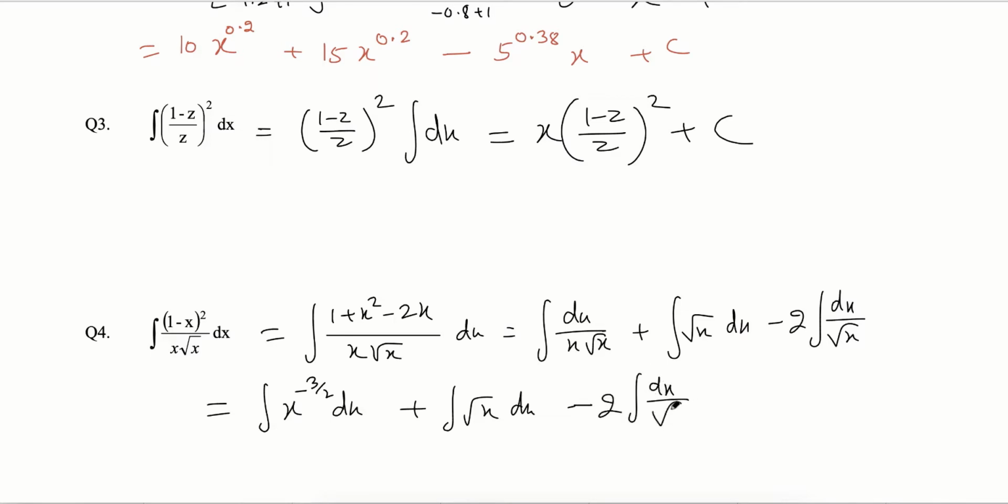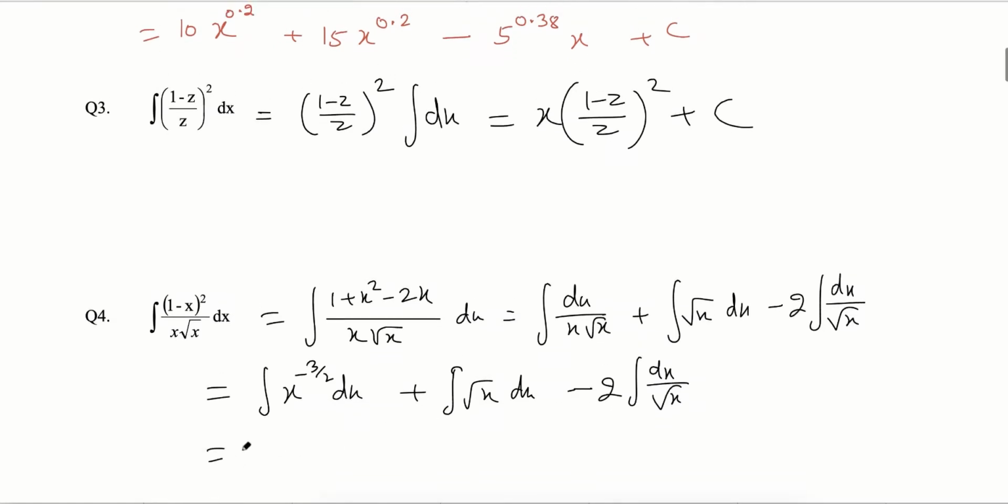Some of you may wonder why I am writing dx again, why not simply write the integration? Because I will remove the integration symbol at one time. Otherwise, if I integrate each one, I would have to write plus c for each. So I want to write together, so that it gives the final answer. Integration of x power minus 3 by 2 will be x power minus 3 by 2 plus 1, means x power minus 1 by 2, divided by minus 1 by 2, plus integration of root x.